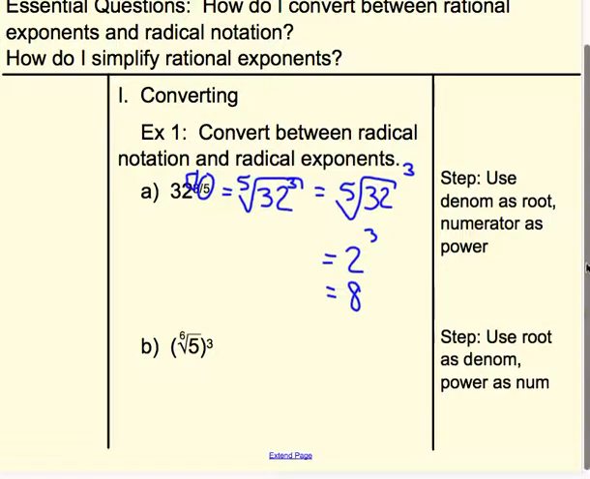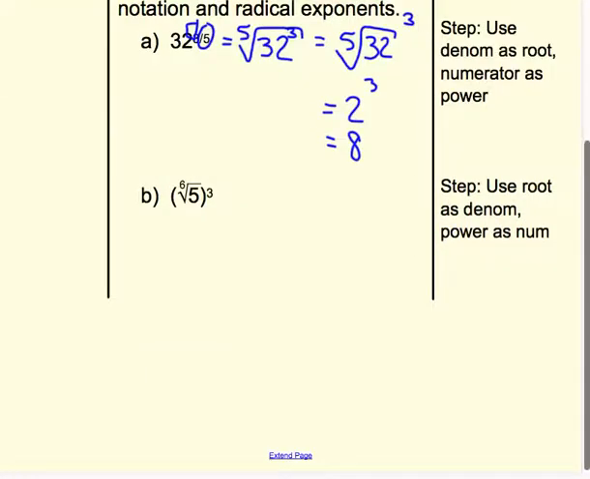Alright, so converting between radical notation and rational exponents, same thing, but this time you're using the root as the denominator. So we're going to take our 5, the denominator will be 6 because that's the root in radical form, and the power will be our numerator. And when we've got 3/6, we always give our fractions in simplest form, so I would simplify this to 5 to the 1/2 power. This one doesn't simplify because there aren't any perfect square factors of 5.